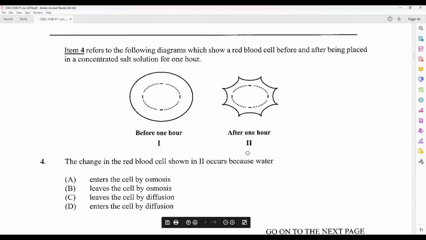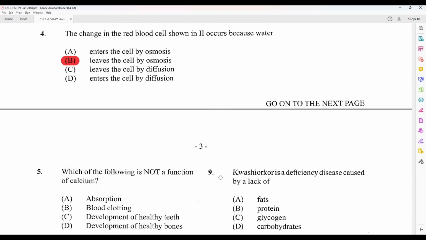Item 4 refers to the following diagrams, which show a red blood cell before and after being placed in concentrated salt solution for 1 hour. This is the before, and part 2 is the after. Notice this blood cell has reduced in size. The change in the red blood cell shown in 2 occurs because water has left, and the process by which water leaves cells is called osmosis. So B is the answer.